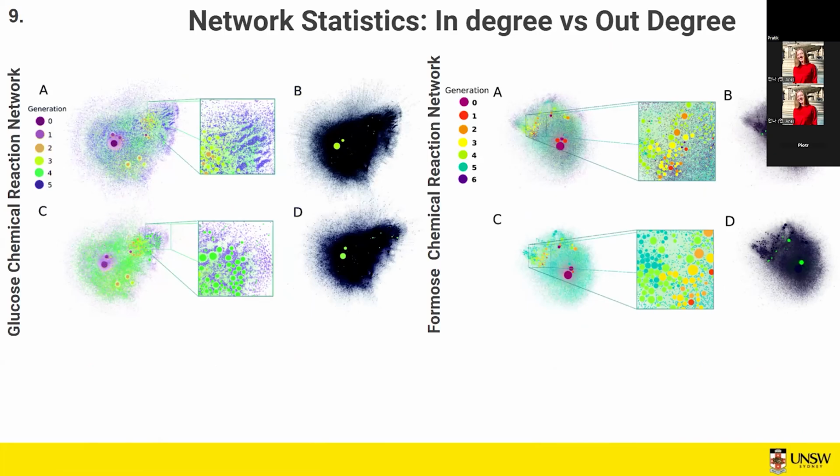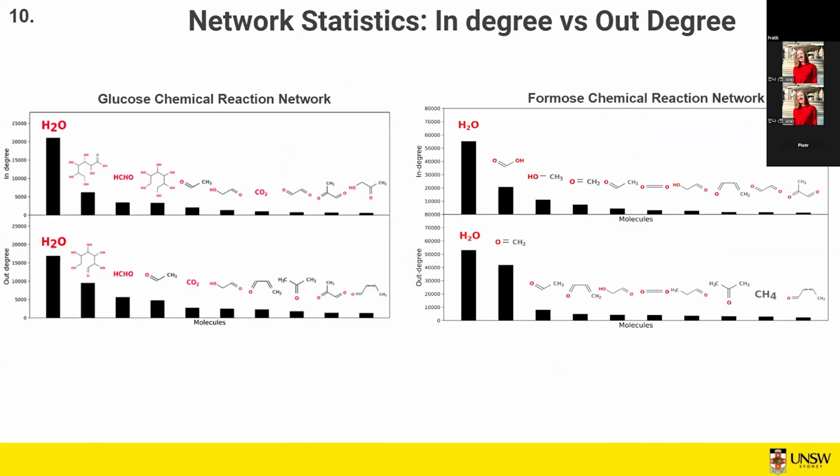We also compared the mass spectra data for the lab molecules, which were done at the National MagLab in Florida. I'm not showing that data due to interest of time. But I think a lot of people here are doing networks, so we also calculated the in degree and out degree statistics for both the glucose and formose chemical reaction networks. We wanted to look at which of these reaction products have more of an in degree or out degree.